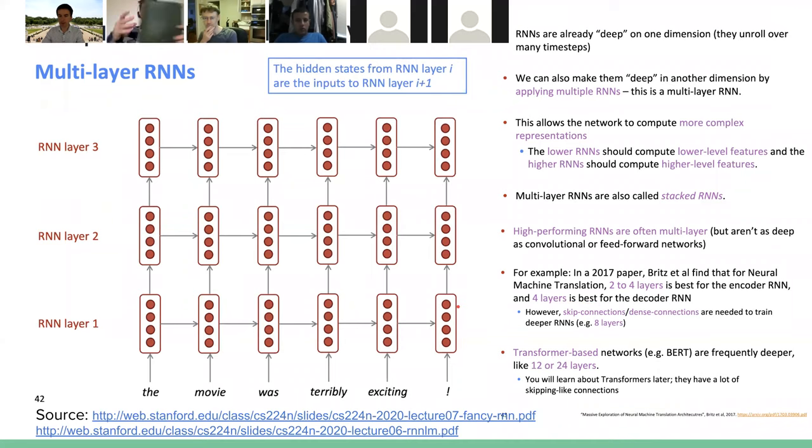But basically what that means is that you don't see as deep recurrent neural networks as you see for convolution neural networks. You see deep layers when you go to newer architectures like BERT, which have up to 12 to 24 layers. But usually for RNNs, it's up to 4 or 5.